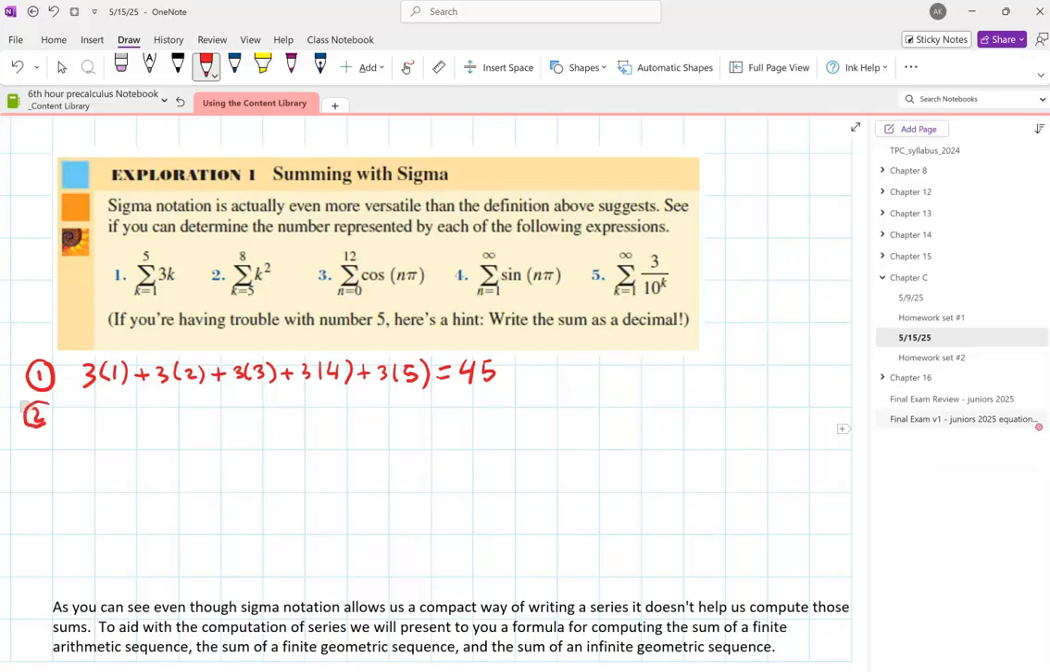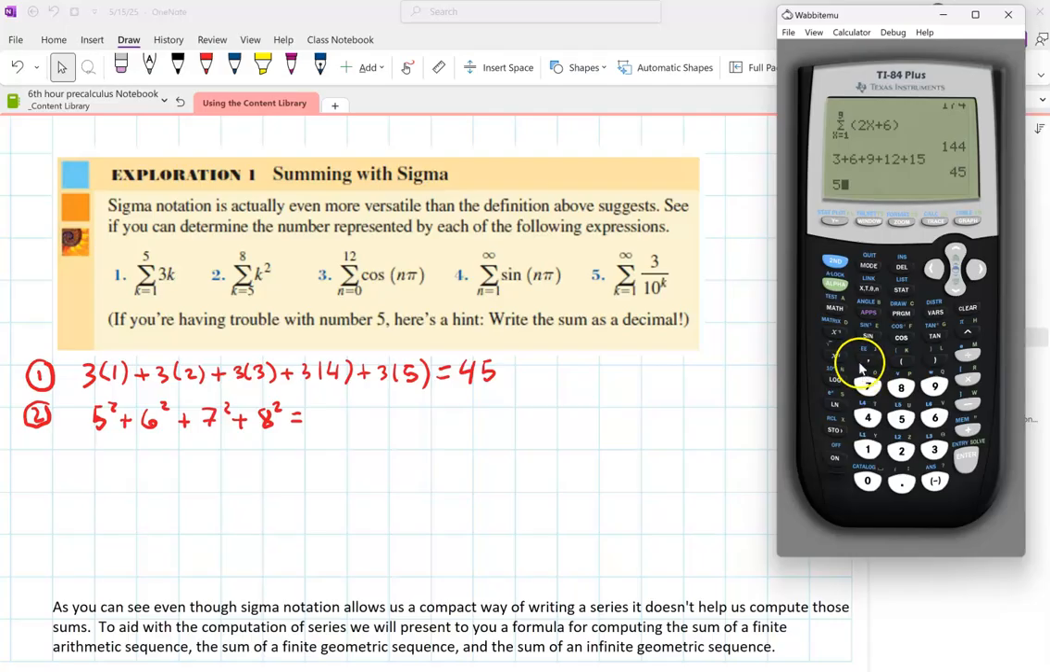The second example is the sum of the sequence k squared from the fifth term to the eighth term. So we're going to be plugging 5 in for k, and then 6, and then 7, and then 8. There's just 4 terms that we have to add up there. And again, we'll just add those up on our calculator. So we get 174.